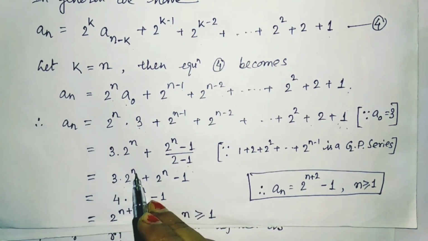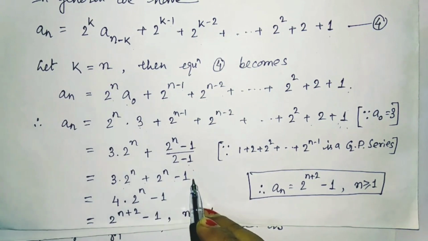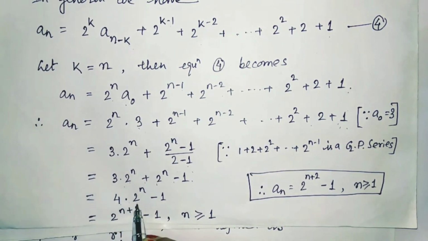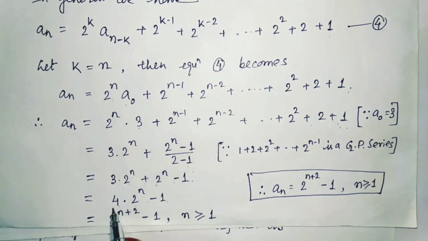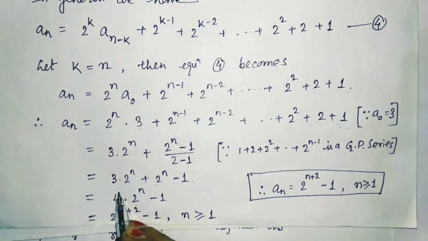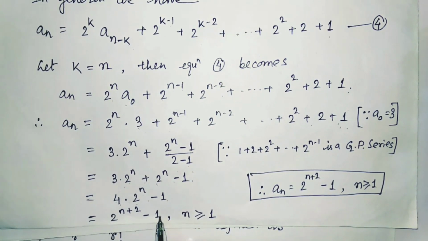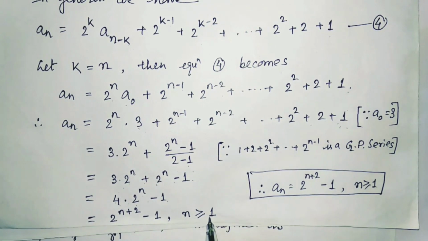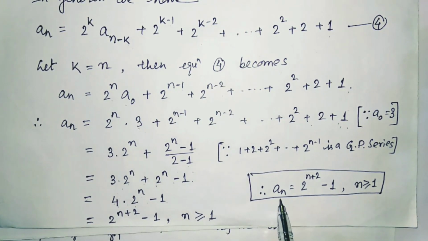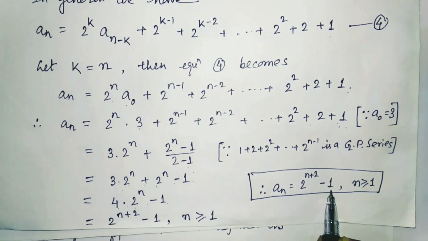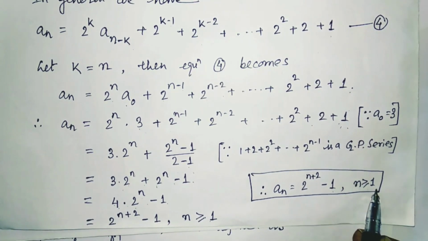So 3 into 2 to the power n plus 2 to the power n minus 1. If we add these two, we will find 4 into 2 to the power n minus 1. So 4 we can write as 2 to the power 2. After simplification, we will find 2 to the power n plus 2 minus 1, where n is greater than or equal to 1. Hence, the solution is an equals 2 to the power n plus 1 minus 1, where n is greater than or equal to 1.